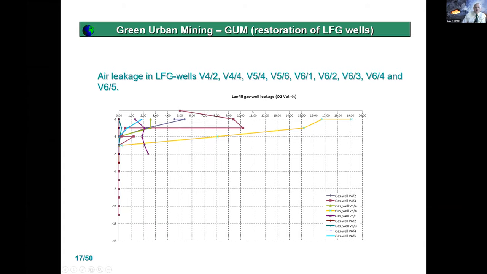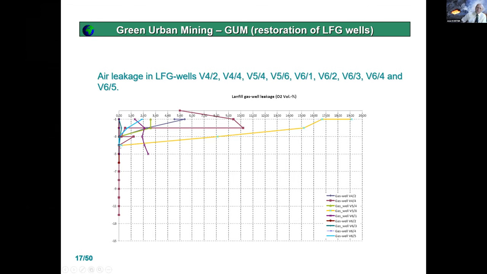And here you can see the percentage of oxygen we measured. At the depth of 4 meters in several gas wells, the percentage of oxygen reached more than 10%. Even in one case, there was a complete leakage till 4 meters deep. With this observation, where we measured the amount of oxygen at different levels, we found out that most gas wells are damaged to a depth of 3 to 4 meters.